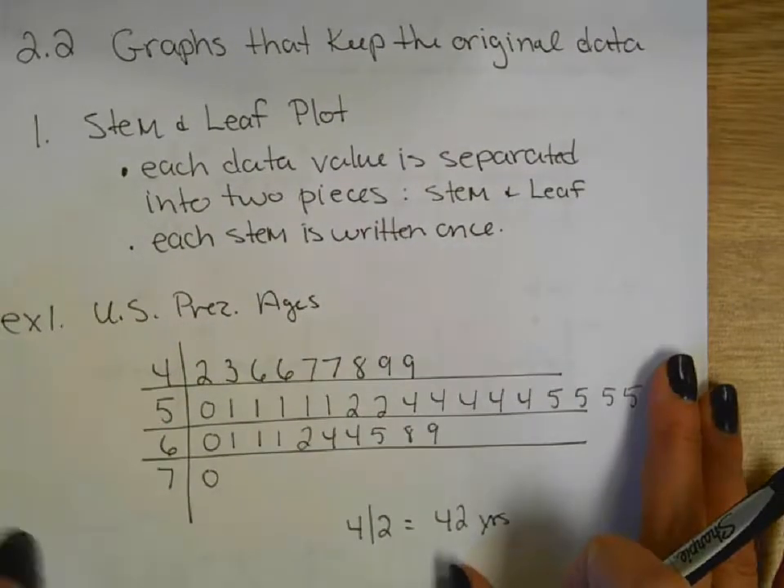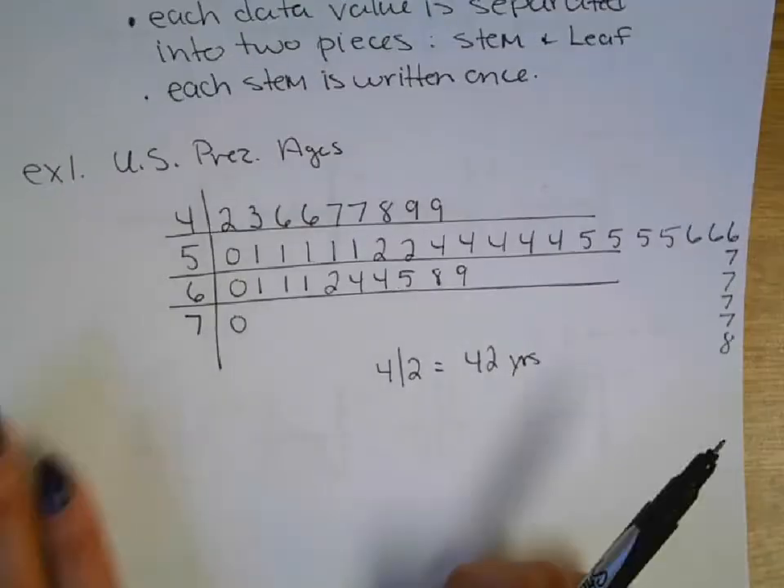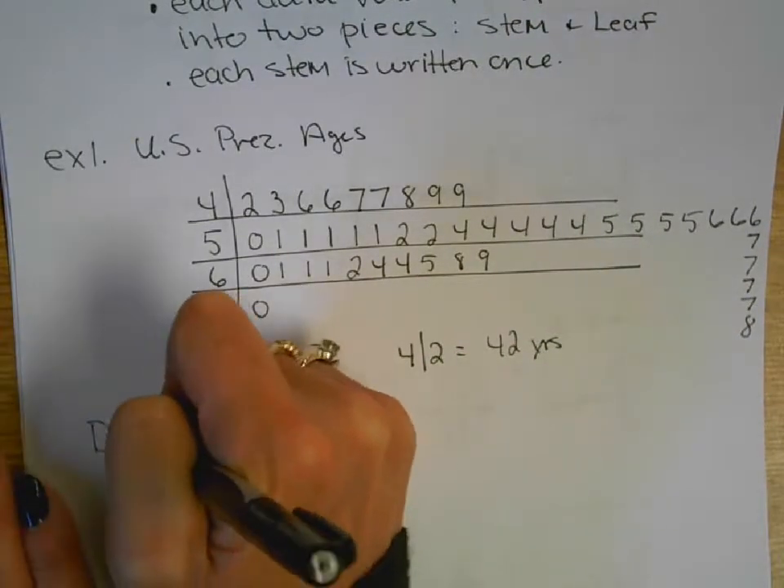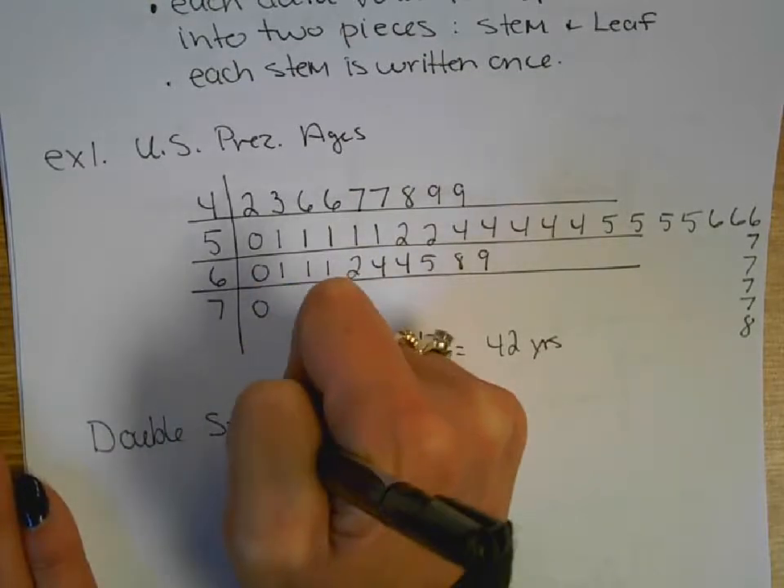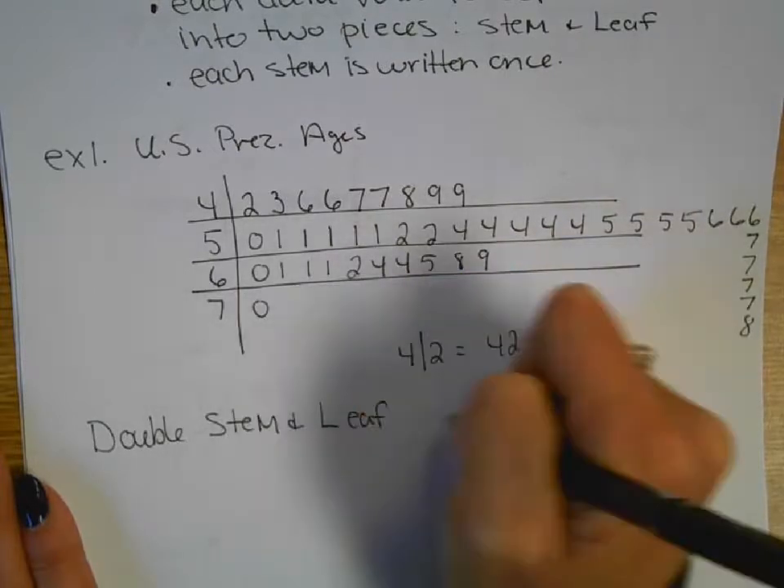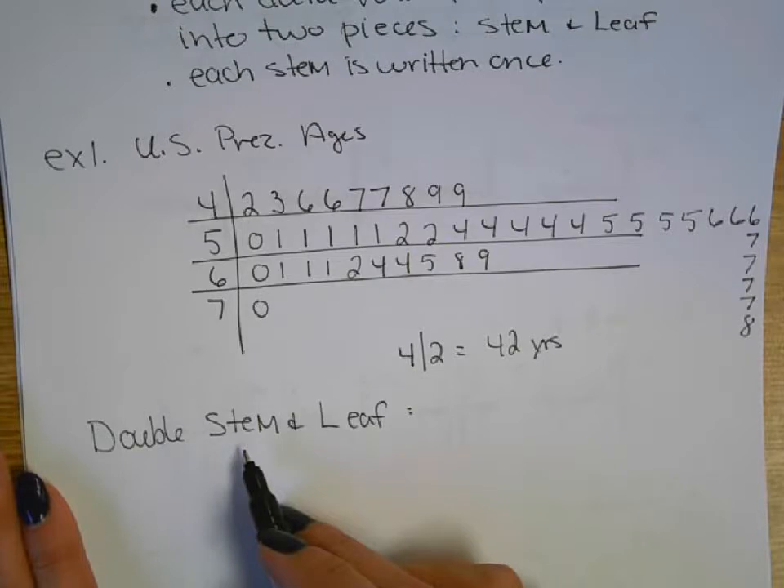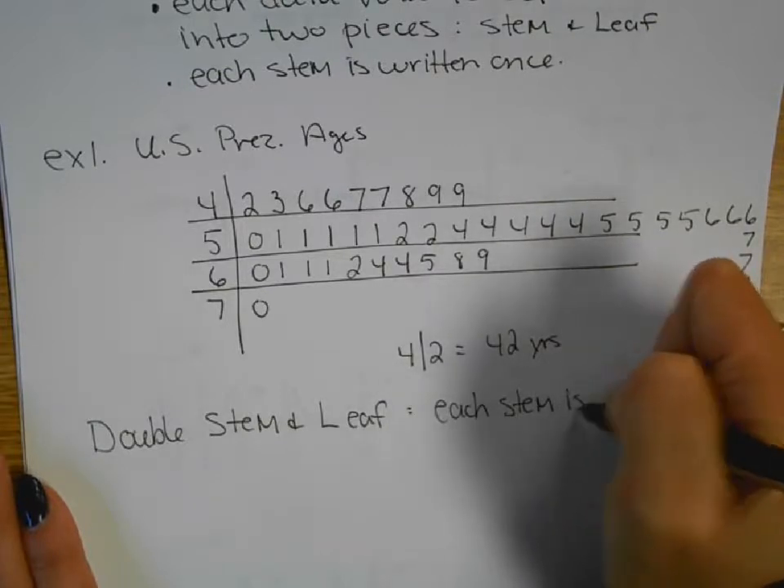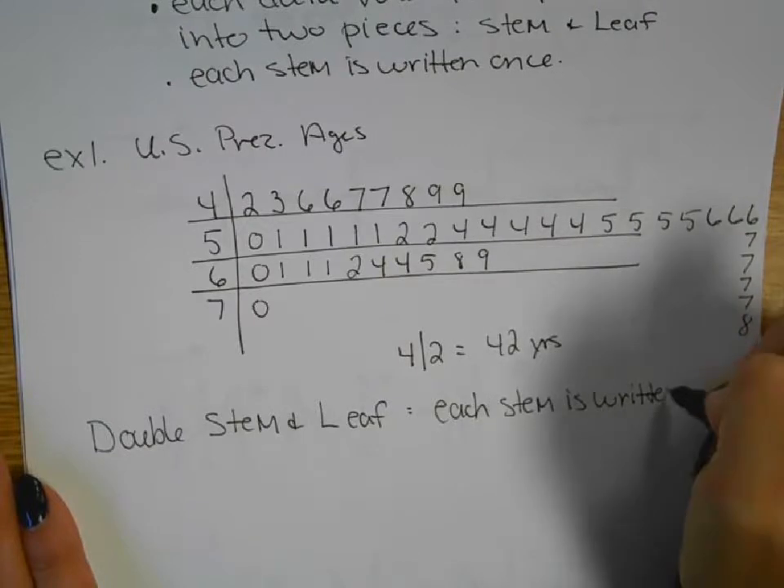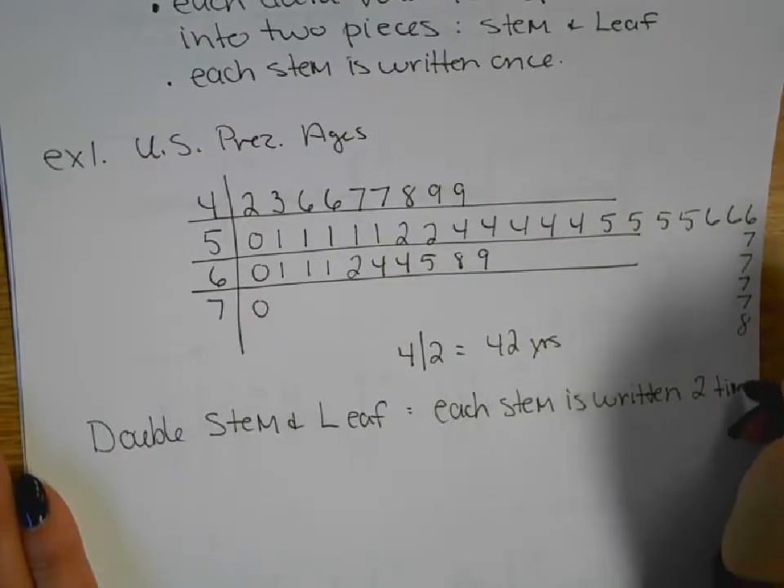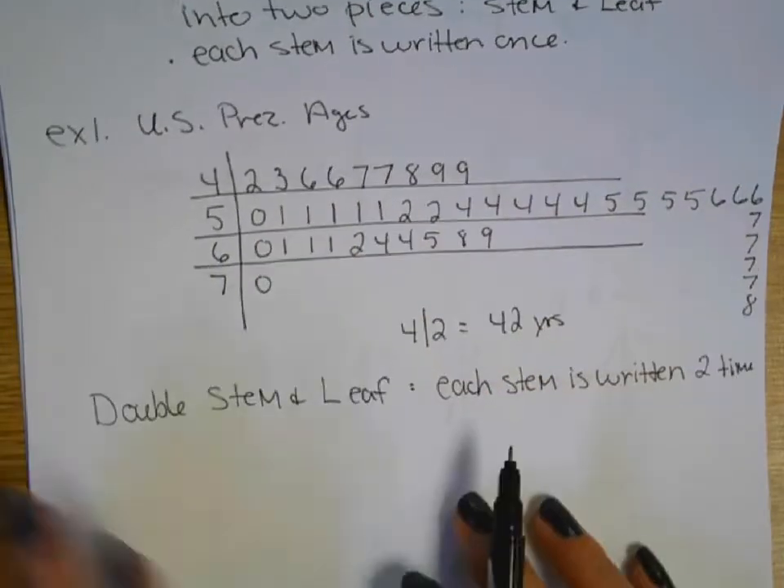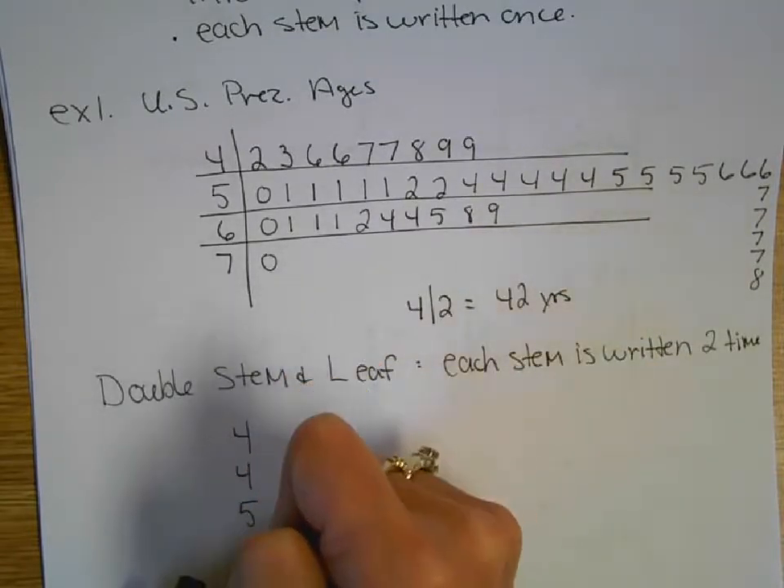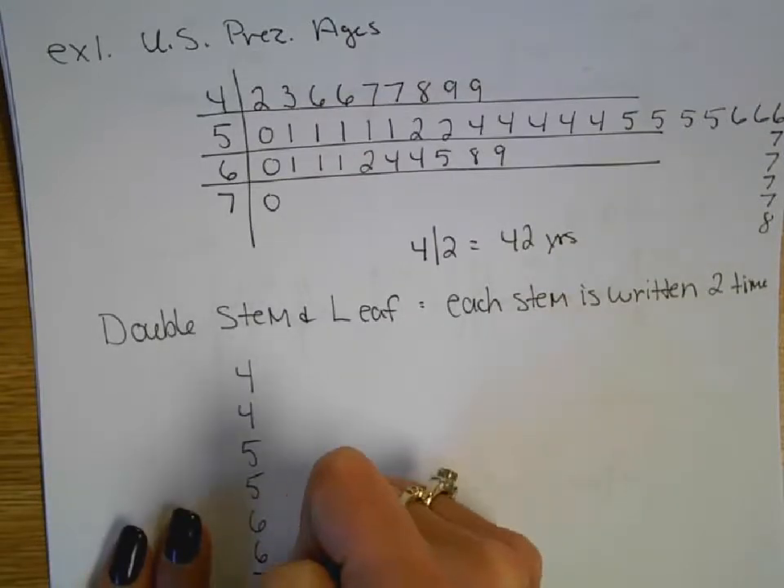When you've got it all lumped in that one, you can, if you want to see more separations, make what's called a double stem and leaf. A double stem and leaf means you're going to write each stem twice instead of once. So that means we're going to have two 4s, two 5s, two 6s, and two 7s. So we'll go ahead and take these same data values.